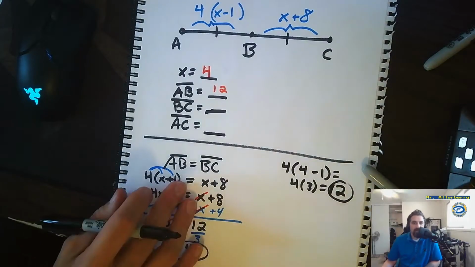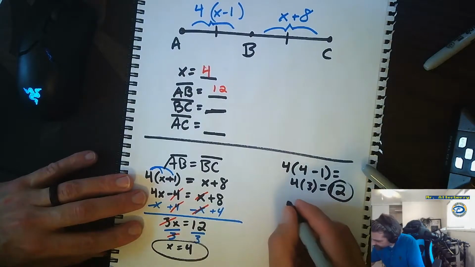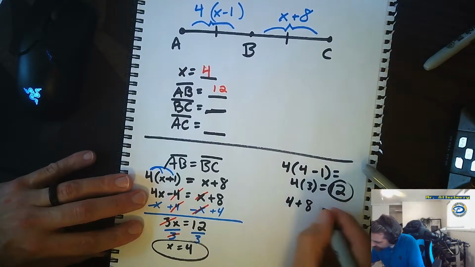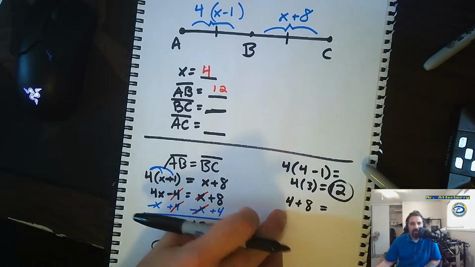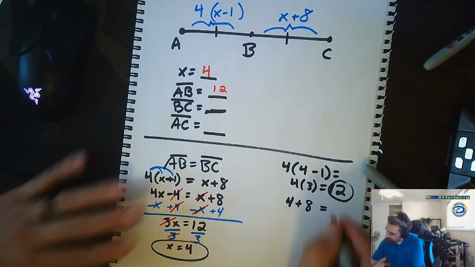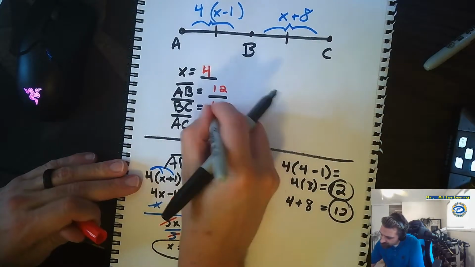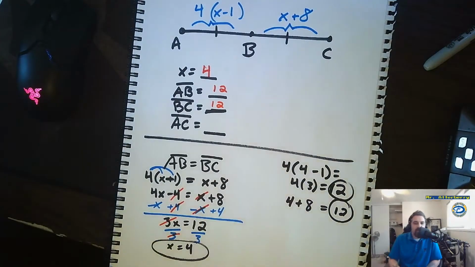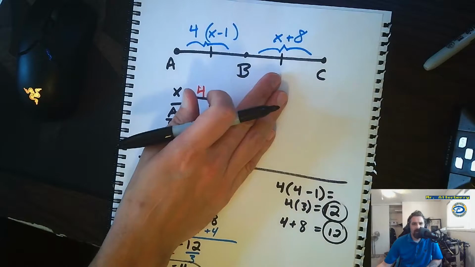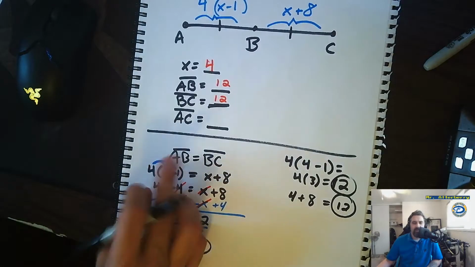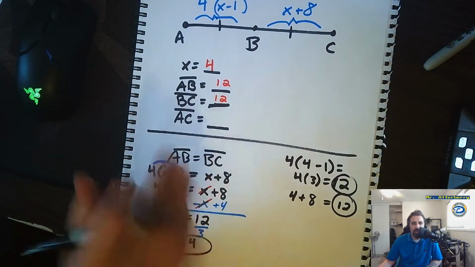Do the same thing for BC, okay? So BC is x plus 8. But instead of saying x plus 8, we're going to say 4 plus 8 since we know x equals 4. And what you should notice is these two numbers should be the same, right? This here said the markings are the same, and this here says that they are the same. So it better be the same, but that's nice to confirm that the math works out.